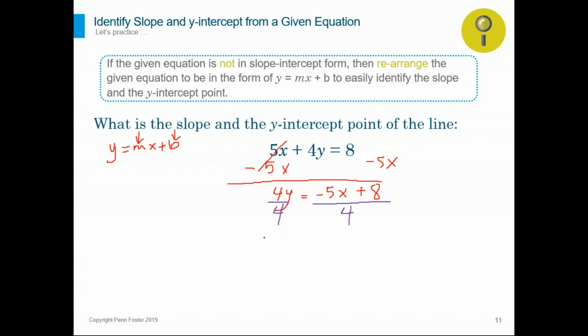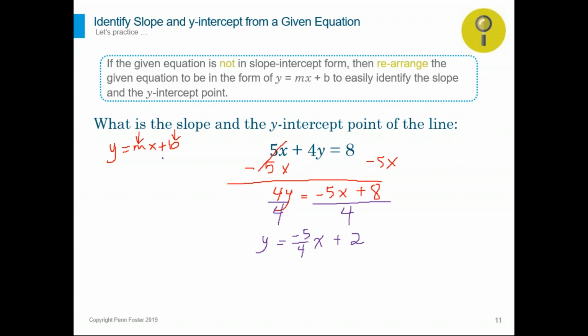4 over 4 is a 1. Now we have the y isolated on one side. Negative 5 over 4 is negative 5 over 4, x. Plus 8 over 4 is what? 2. Now look at the equation that we have.